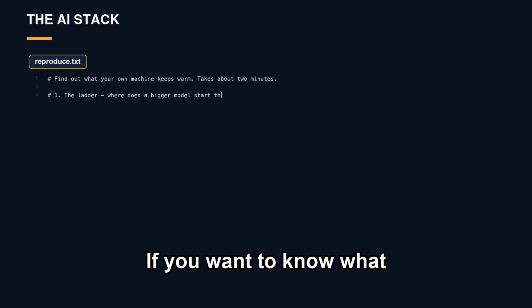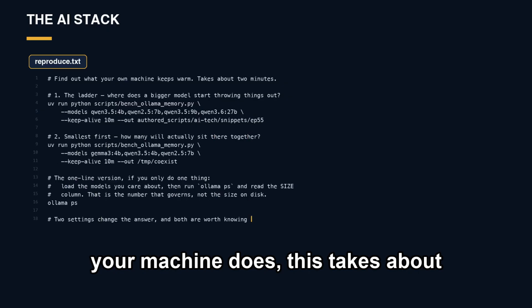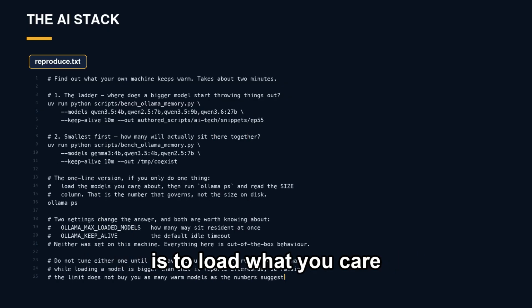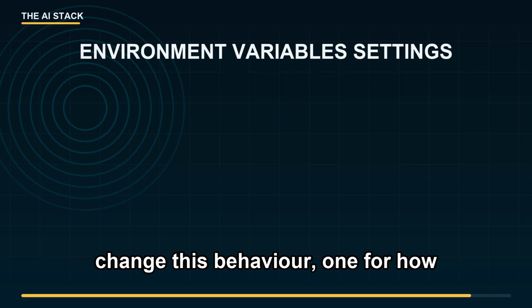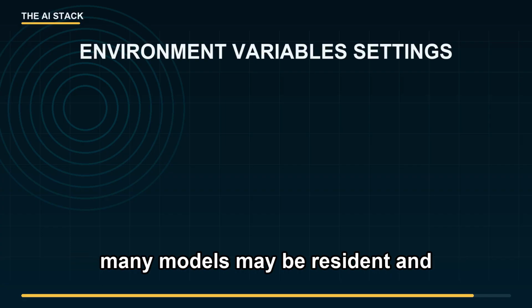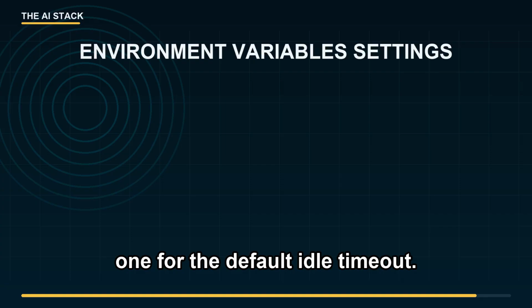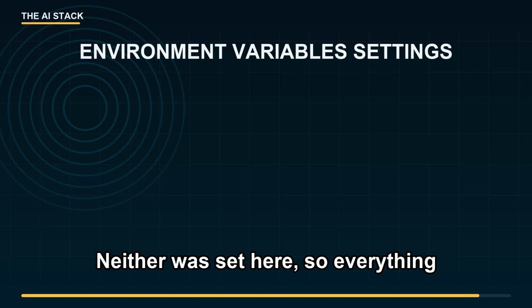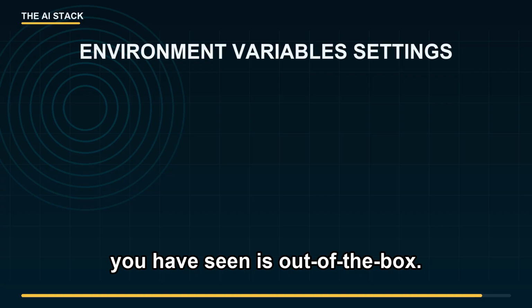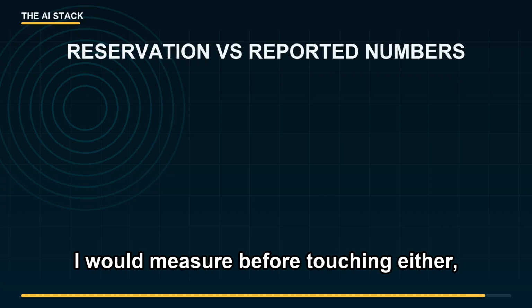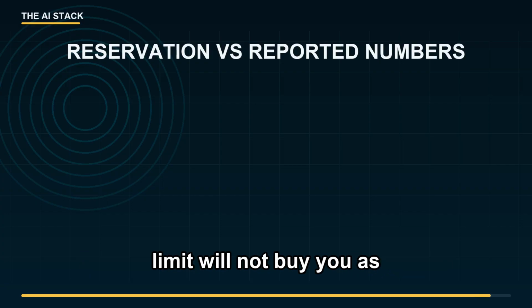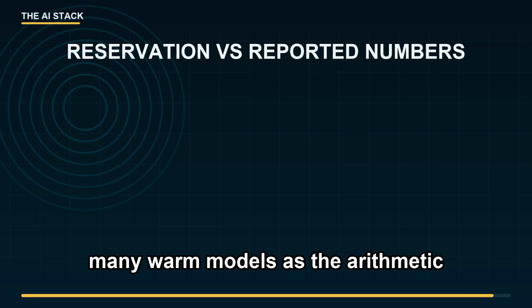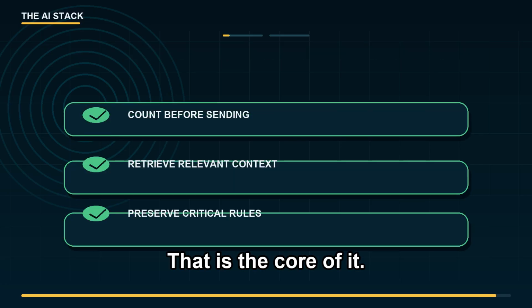If you want to know what your machine does, this takes about 2 minutes, and the one-line version is to load what you care about and read Ollama ps. There are 2 environment variables that change this behavior. One for how many models may be resident, and one for the default idle timeout. Neither was set here, so everything you have seen is out of the box. I would measure before touching either, because the reservation is bigger than the reported number and raising the limit will not buy you as many warm models as the arithmetic suggests. That is the core of it.